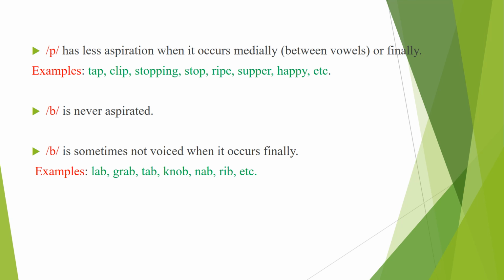B is sometimes not voiced when it occurs finally. For example, lab, grab, tab, nope, nab, rib. Here we can feel that b is pronounced with no voice.